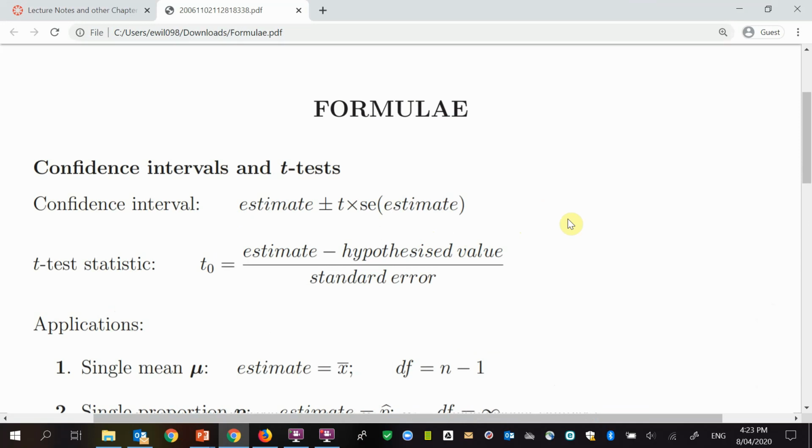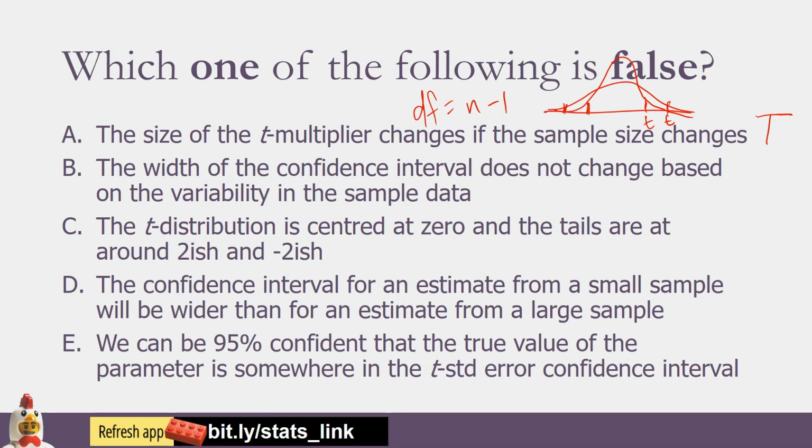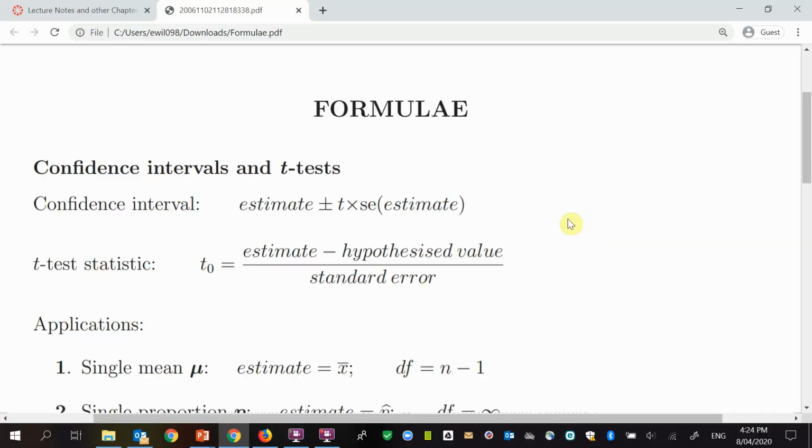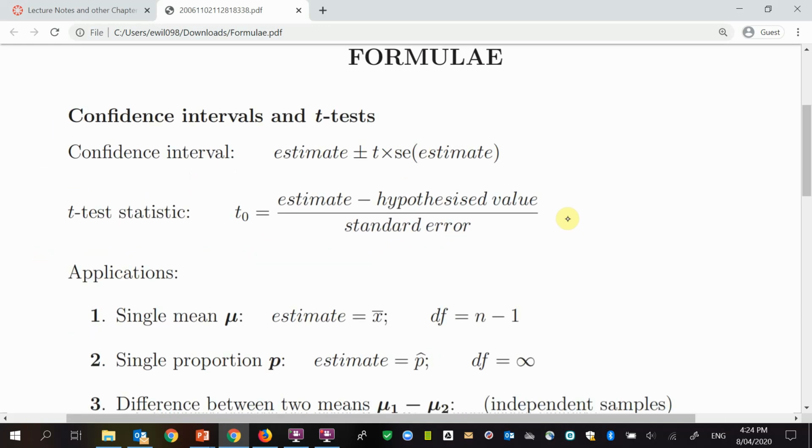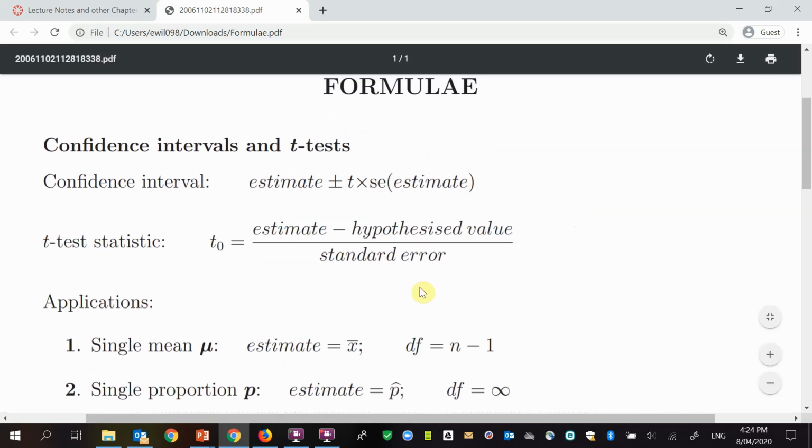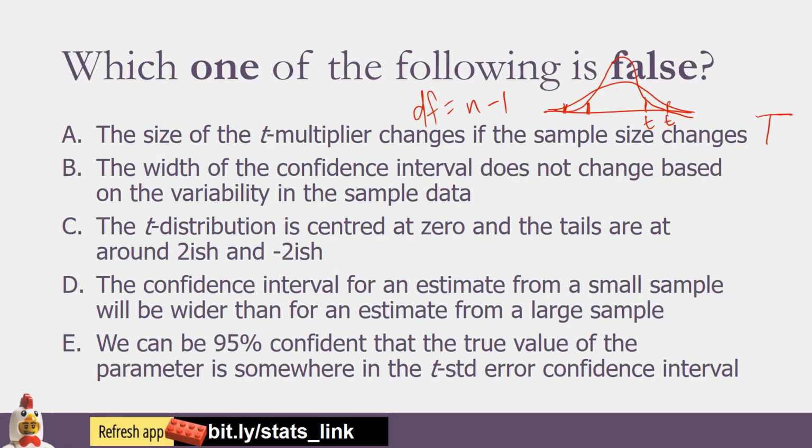So the statement was: the width of the confidence interval does not change based on the variability in the sample data. Variability is going to impact the standard error. Standard error, if you remember, for a sample mean has the formula S over root n. S is the sample standard deviation, or the variability in the sample data. So the width of the confidence interval does change depending on that. So that was our false one.